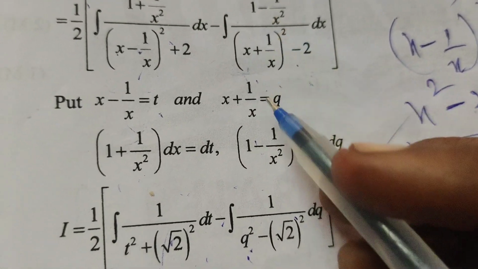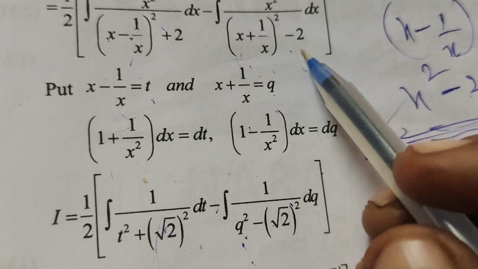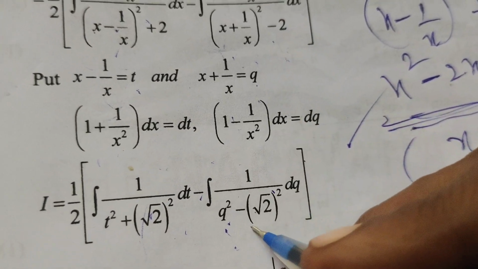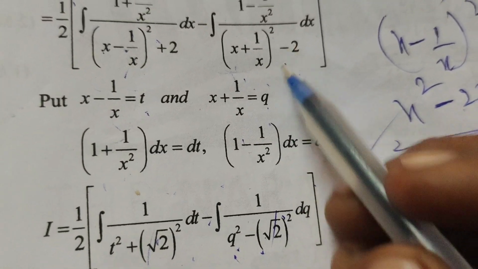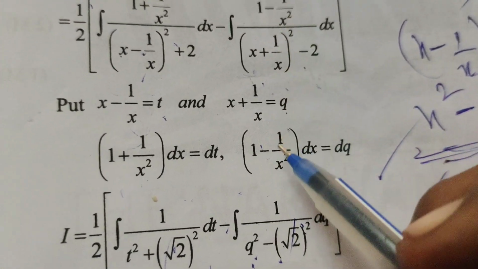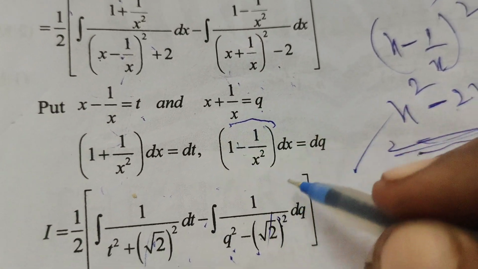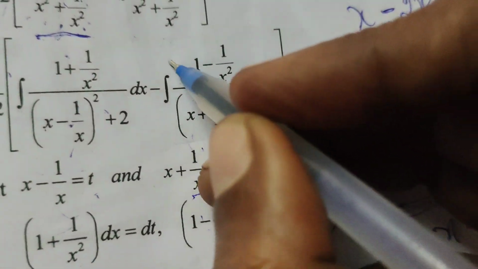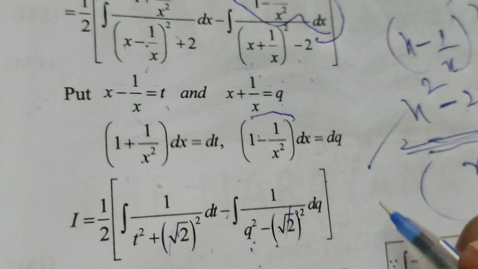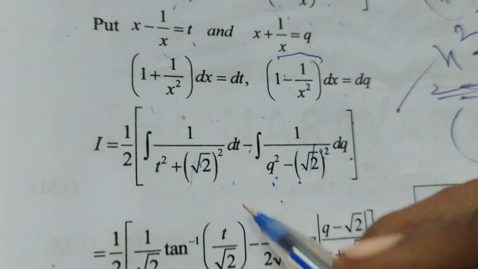Here q square minus 2, we choose root 2 whole square, because the root and square cancel, so 2 is obtained. Next, in place of 1 plus 1 by x square dx we write dt, and in place of 1 minus 1 by x square dx we write dq.